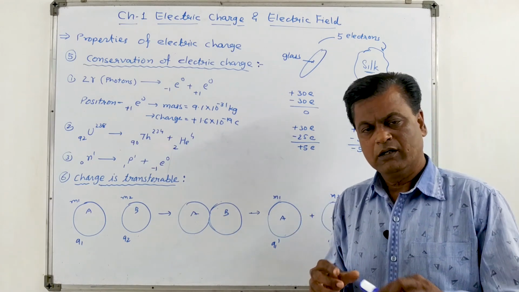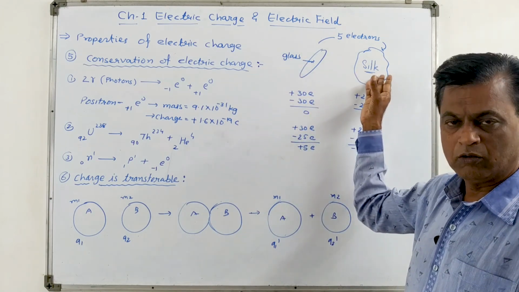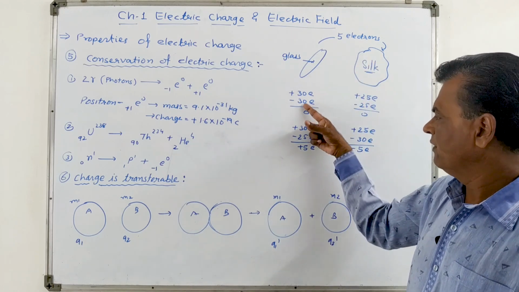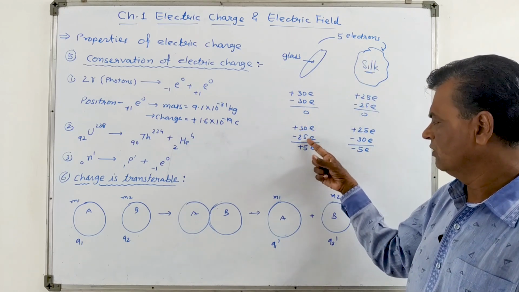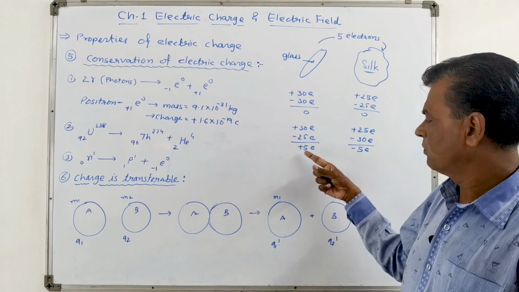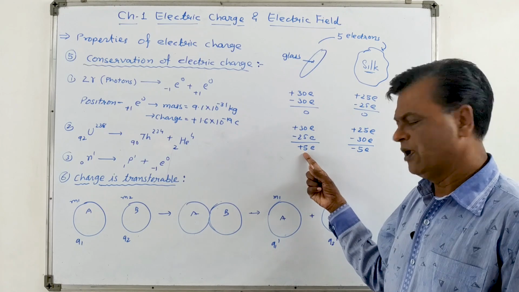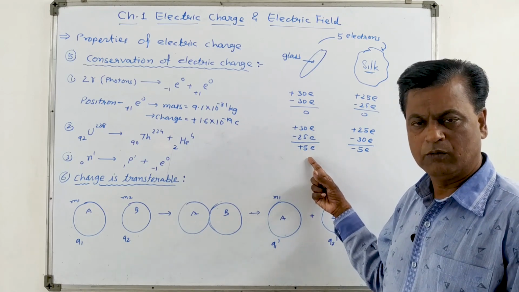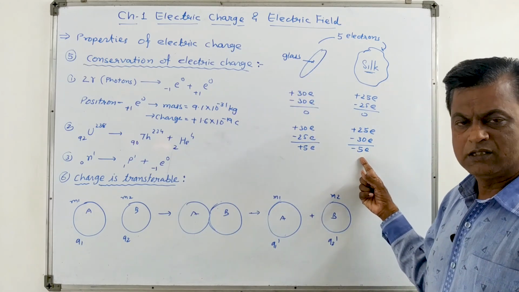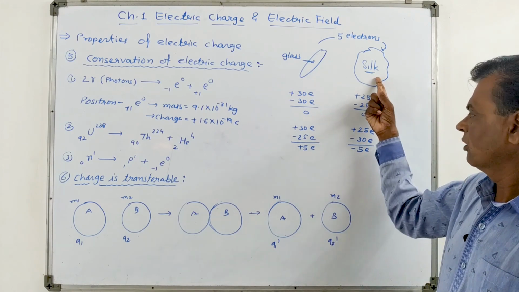Now the glass rod is rubbed with the silk cloth, and some electrons transfer from the glass rod to the silk cloth. Consider that 5 electrons transfer. So now 5 is subtracted, plus 30E minus 25E, so plus 5E charge on the glass rod. E means 1.6 into 10 raised to minus 19 coulomb, into 5, so 8 into 10 raised to minus 19 coulomb positive charge is deposited on the glass rod. Similarly, negative charge equal to 8 into 10 raised to minus 19 coulomb is deposited on the silk cloth.